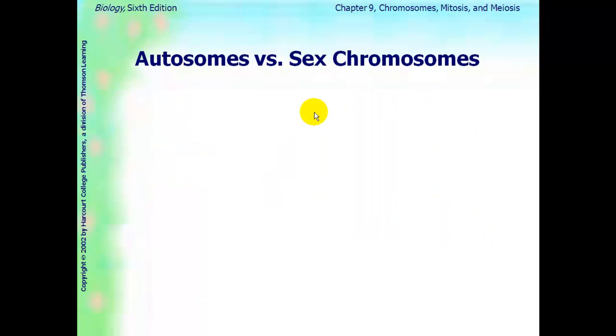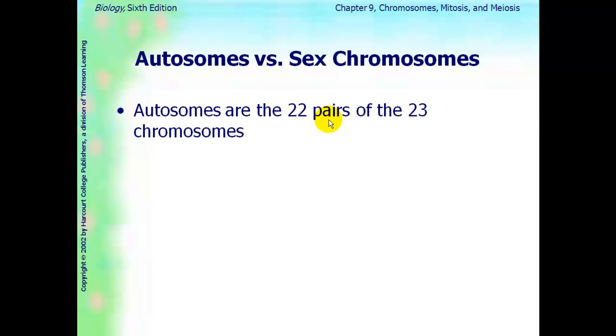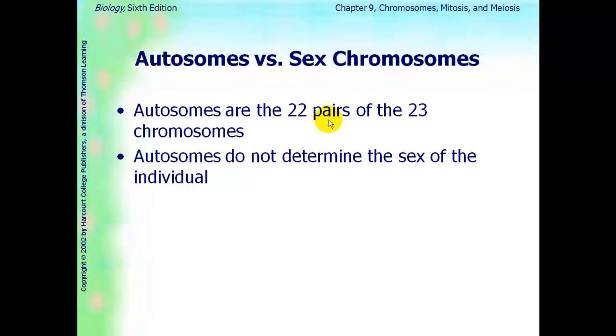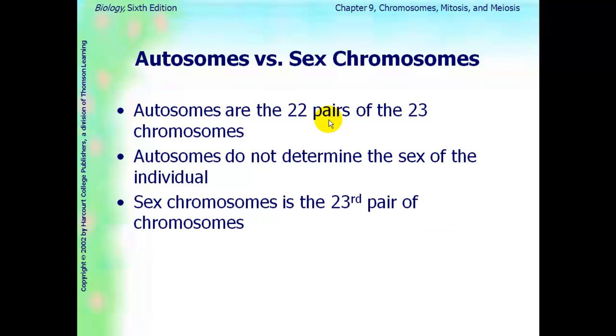Another set of terms are autosomes versus sex chromosomes, different types of chromosomes. Autosomes are the 22 pairs out of the 23 chromosomes that I showed you on the karyotype from last podcast. 22 pairs, so 44 chromosomes, out of our 46 chromosomes are called autosomes. The 23rd pair is what determines the sex of the individual. Those are not considered autosomes. Autosomes do not determine the sex of the individual. Sex chromosomes do, which makes sense.